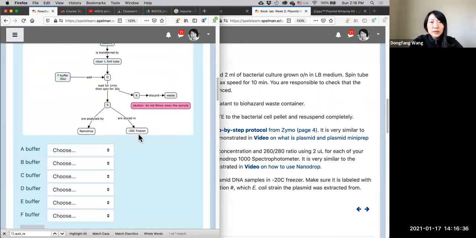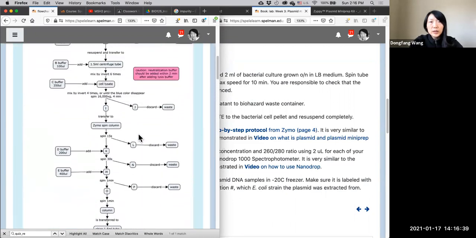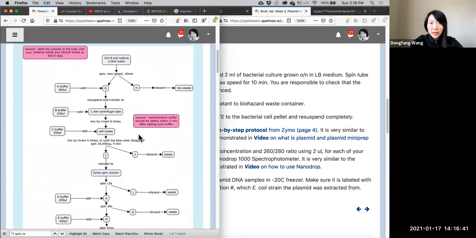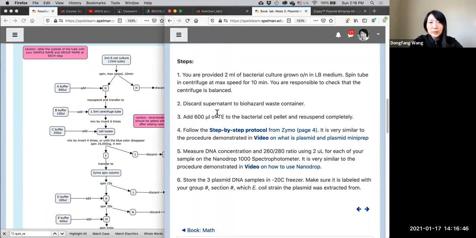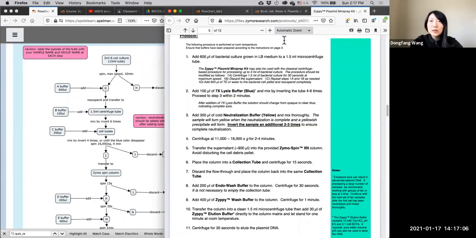All right. Then I'm going to continue to read the protocol and match it onto components on the flowchart. Following this step, we are going to add TE buffer to resuspend the cells. So buffer A would be TE buffer. And after this step, we're going to move on to this step-by-step protocol from Zymo Research. This is a commercial kit, and the protocol is provided by the company. So here, this is the protocol. We start right here.